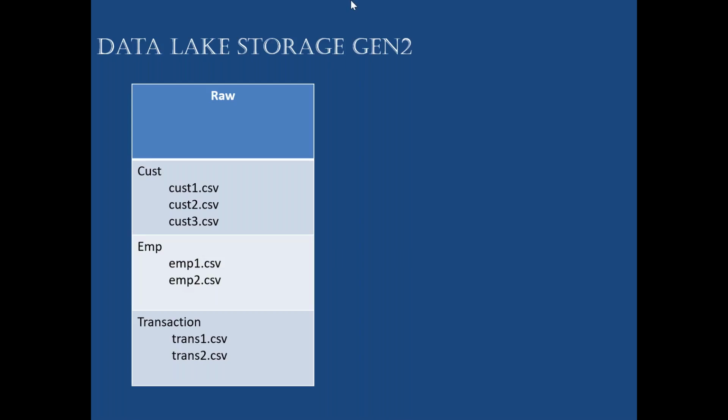Let's imagine, I'll tell you a simple example. Try to understand. This entire thing is called a raw. Consider this raw is nothing but an entire box, a chocolate box. In the chocolate box you have chocolate packets. Cust is one chocolate packet.